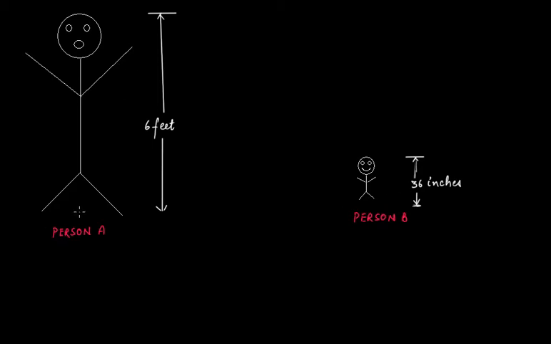This is person A, and the height of person A is 6 feet. This is person B, and the height of this person is 36 inches. Now, if we have to compare the height of these two persons, we say the height of A to the height of B. Of course, this is what a ratio is. We are going to compare, so we will write 6 ratio 36.